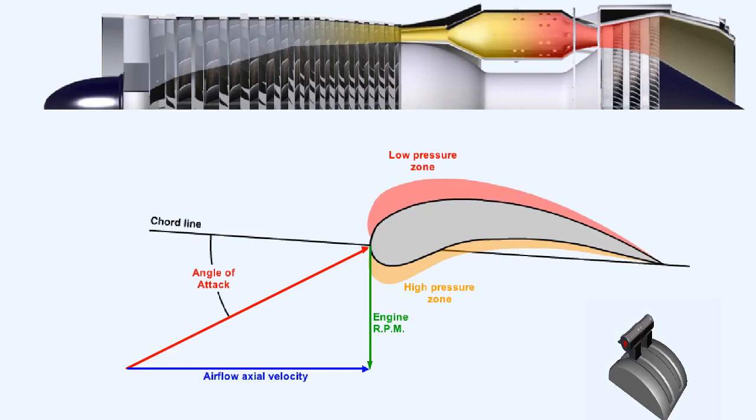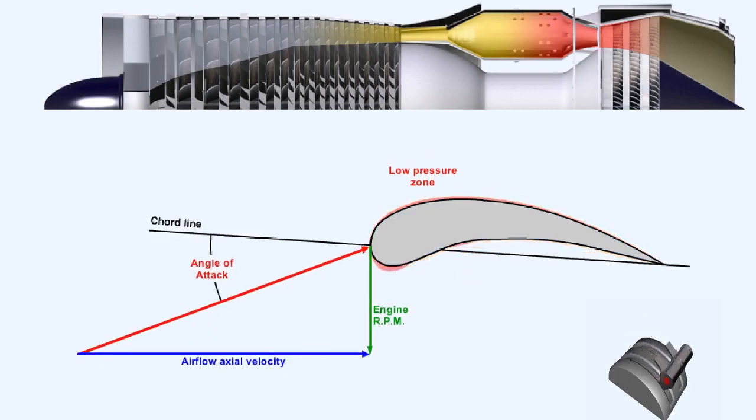Excessively lean fuel-air mixture, which could be caused by abrupt throttle retardation. This will cause the axial velocity of the airflow through the compressor to be increased by the decreasing combustion chamber back pressure.